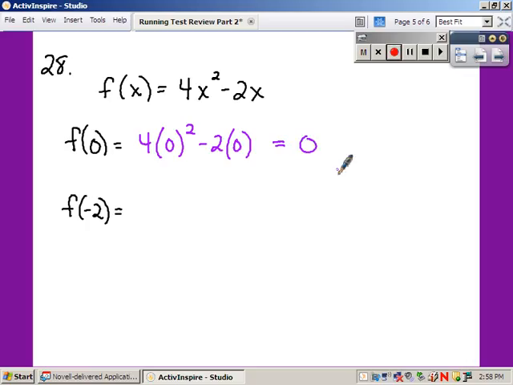And for -2, same idea. Again, make sure you use parentheses if you're going to use the calculator. Negative 2 squared is 4, times 4 is 16. Negative 2 times negative 2 is positive 4. Our overall answer is 20.